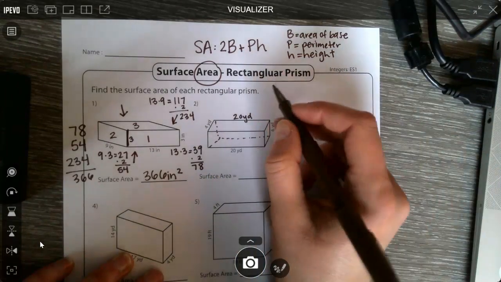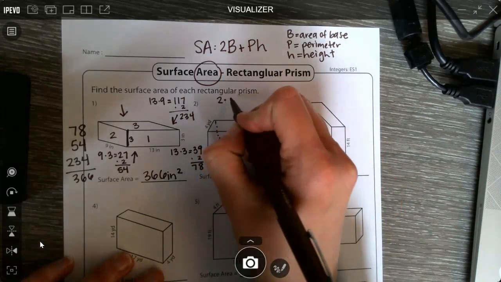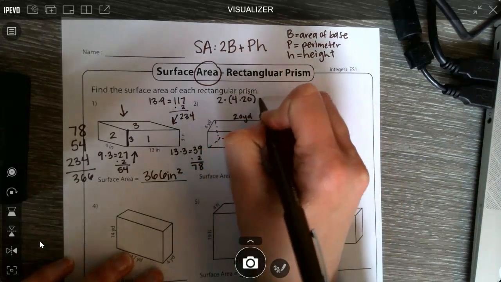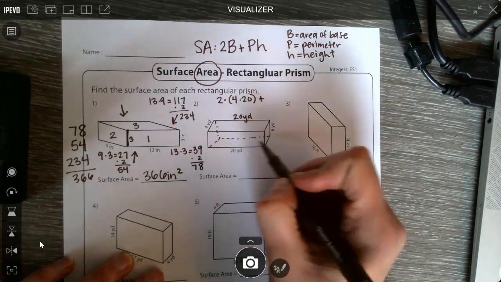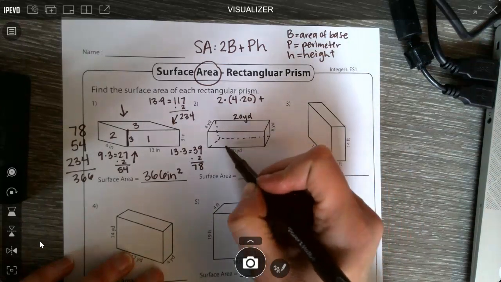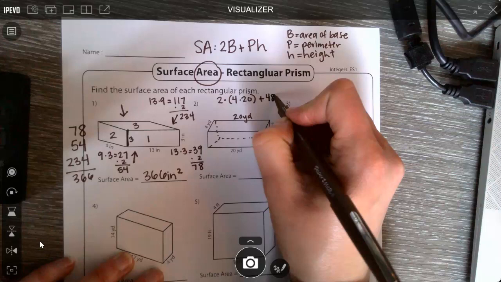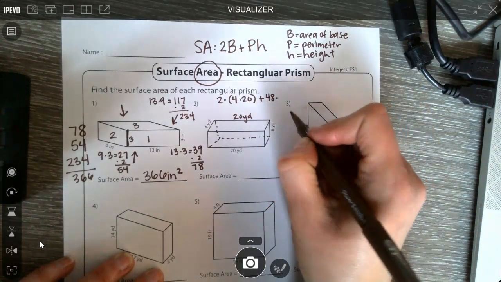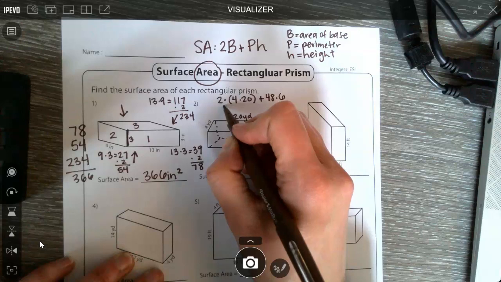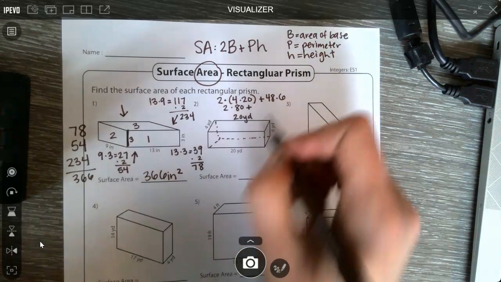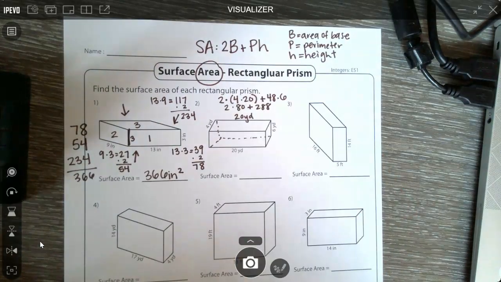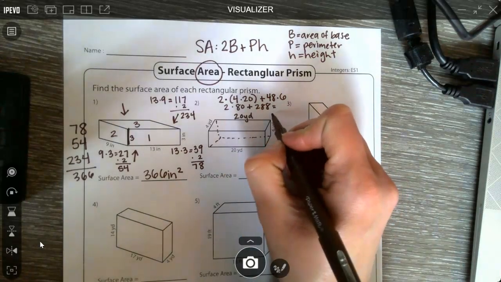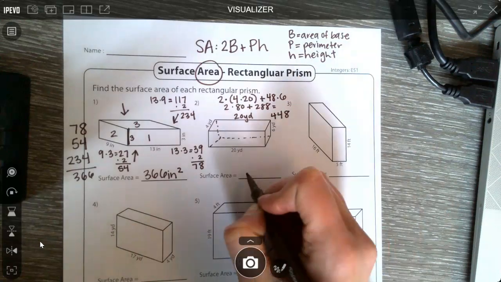All right, so according to this formula, if this is what you want to use, you're going to say 2 times 4 times 20 plus my perimeter, so I got to add up the whole outside. 20 plus 20 plus 4 plus 4 is going to be 40. And 8 times my height, and my height is 6. All right, so I've got 2 times 80 plus, let me do 48 times 6, 288. 160 plus 288, because I multiply these together, I get 448.